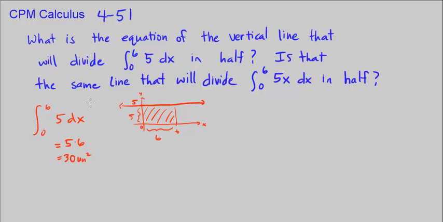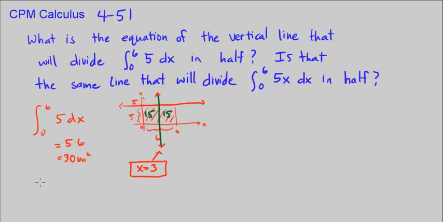And if we cut this in half, the vertical line that will cut it in half will be at x equals 3, halfway between 0 and 6. That will make 15 units squared on each side, because we divide 30 by 2. What is the equation of the vertical line? The equation of this line is x equals 3. That is the equation of the vertical line that cuts this in half.